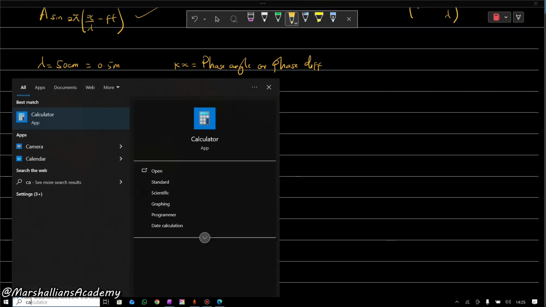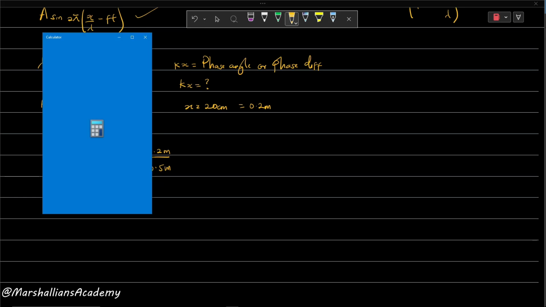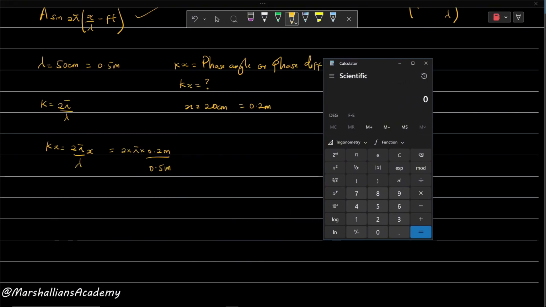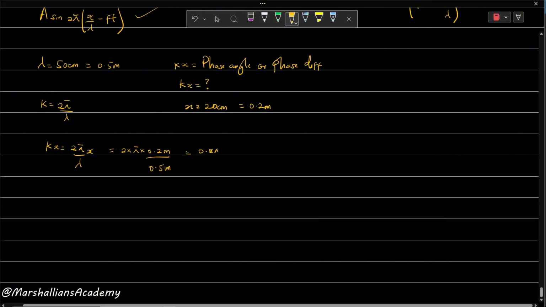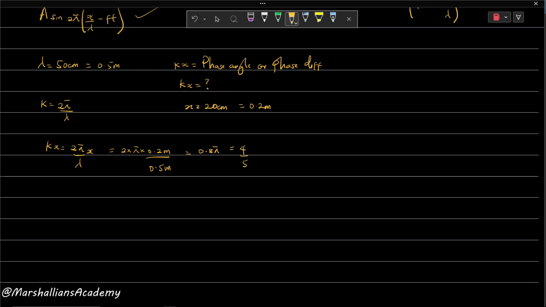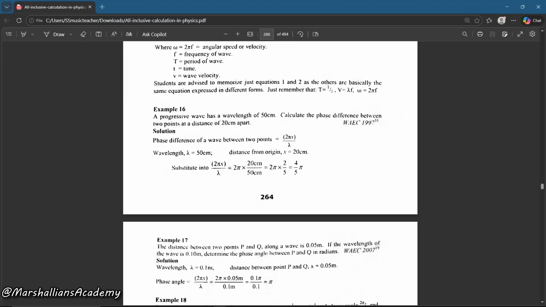Pull up your calculator and let's calculate. So we are going to be having 2 times 0.2 divided by 0.5, and we have 0.8. So we have 0.8 pi. 0.8 in fraction is the same thing as saying 4 over 5 pi. So this is our phase angle, our phase difference. Do we have any options like that? If you look at it, they got 4 over 5 pi.